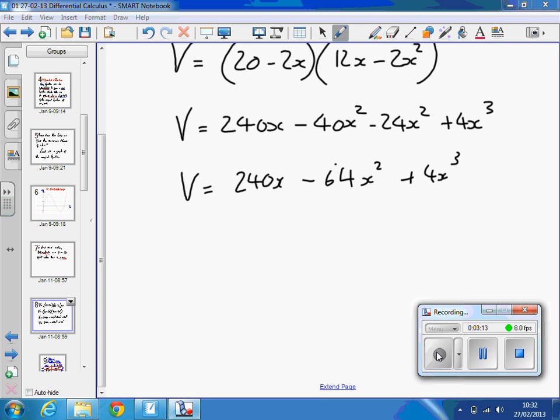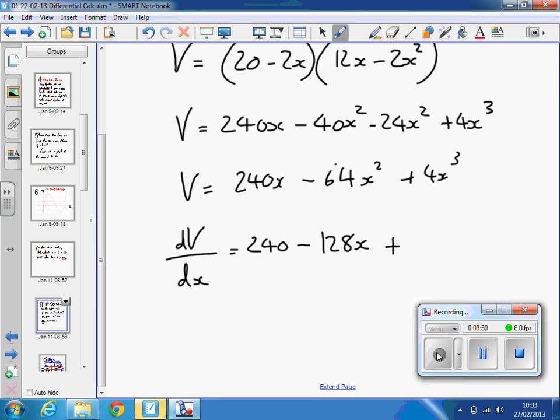And we're going to go through all these conventions around differentiation and the rules after this. But for now, I'm just going to do it and show you just how easy it is. I can write down the differential. First of all, the convention for the differential function is dV by dx. That's how you'd say it, dV by dx. And it means the differential of V with respect to x. Differential of the volume with respect to the variable x. And that equals 240 minus 128x plus 12x squared.